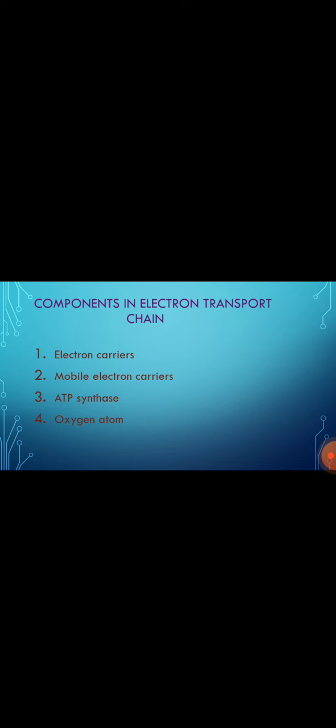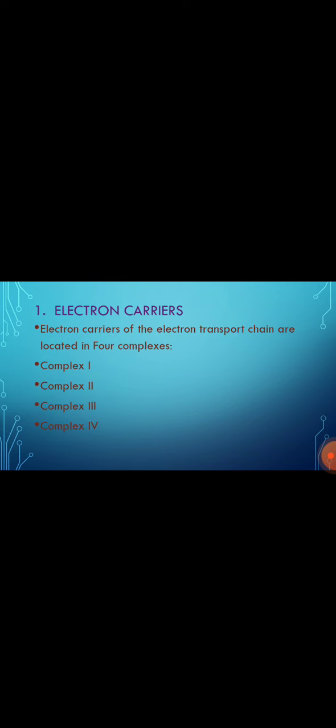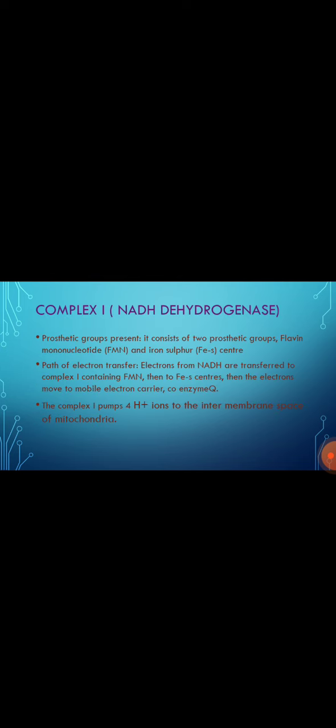Components in electron transport chain. There are 4 components in electron transport chain. They are electron carriers, mobile electron carriers, ATP synthase and oxygen atom. Electron carriers. Electron carriers of the electron transport chain are located in 4 complexes: Complex 1, Complex 2, Complex 3 and Complex 4.